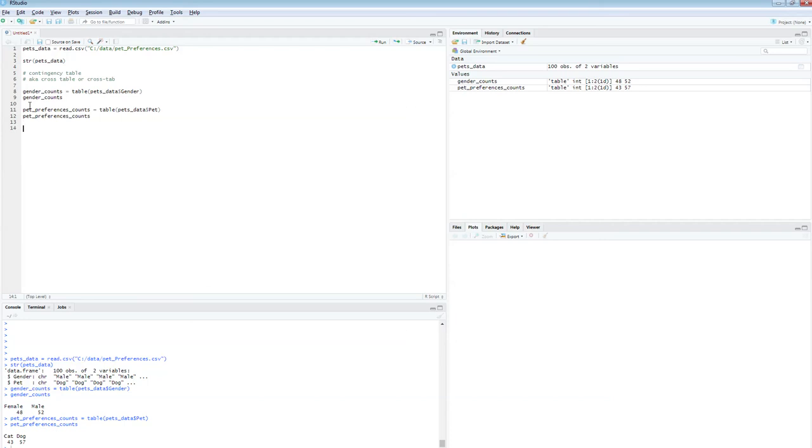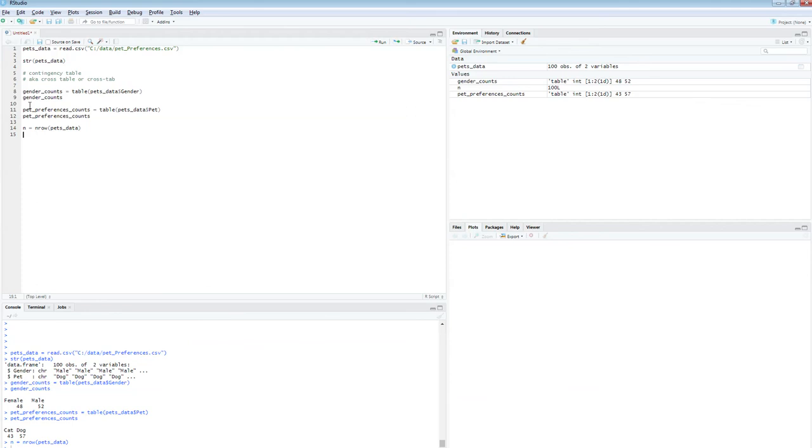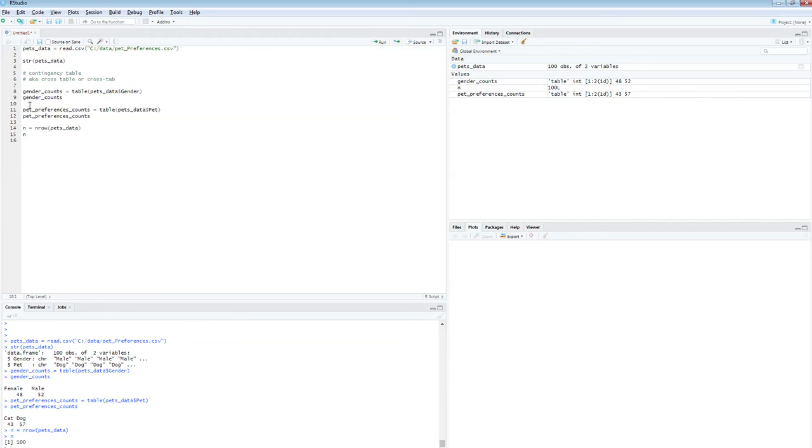Okay, and I can also calculate. I know it's 100 records, right? But let's be formal about that. So nrow in my data set, pets data. Okay, and then I write out that n is 100.